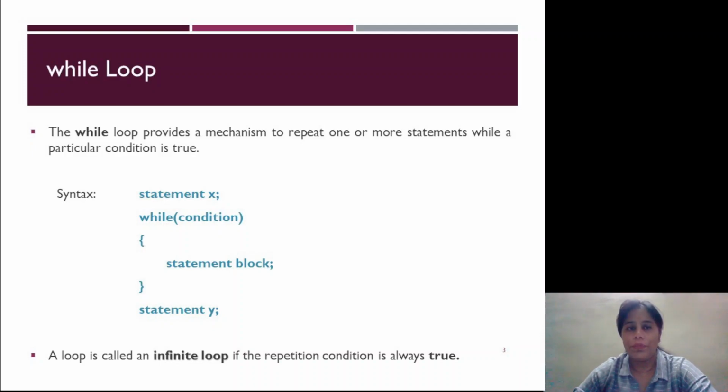Now, what is a while loop? The syntax of while loop is given here. In case of while loop, the condition is tested first. If the condition is true, then only the statement block inside the while loop body will be executed. And if the condition is false, then the control will come out of the while loop body. Here it is written, the while loop provides a mechanism to repeat one or more statements while a particular condition is true. A while loop is called an infinite loop if the repetition condition is always true.